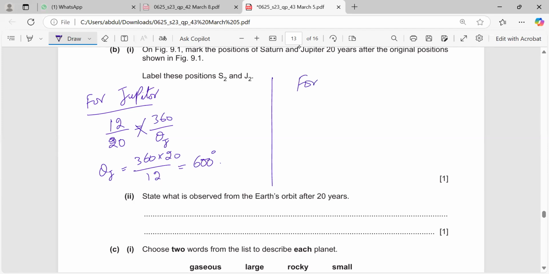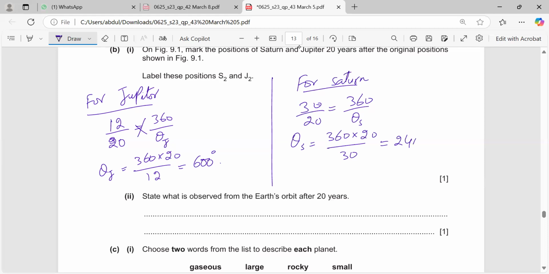Similarly, for Saturn, that is 30 over 20 is equal to again 360 over theta s. So theta s in this scenario is 360 times 20 over 30, so this is 240 degrees.